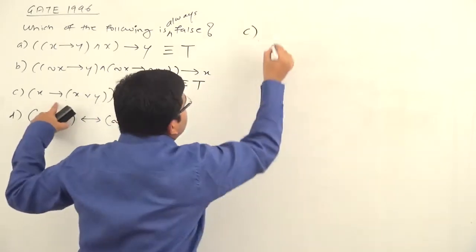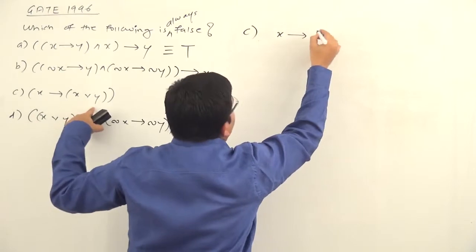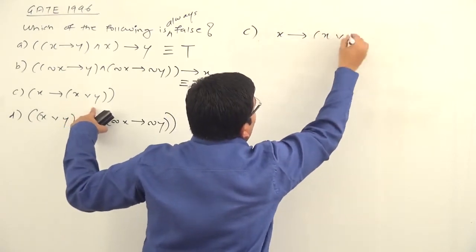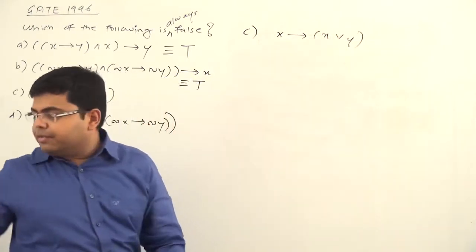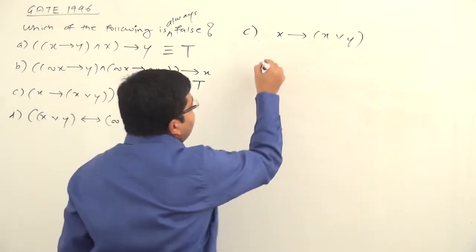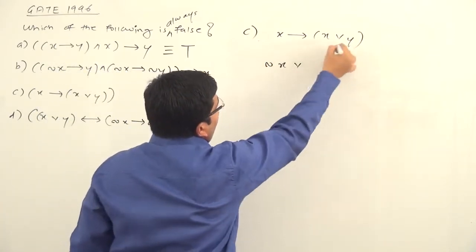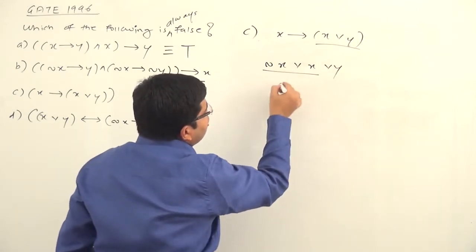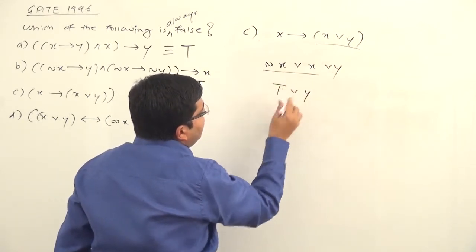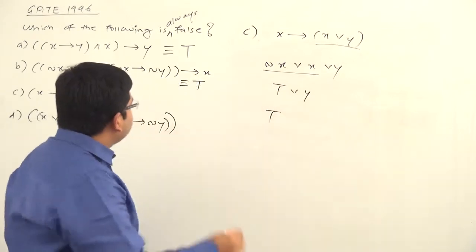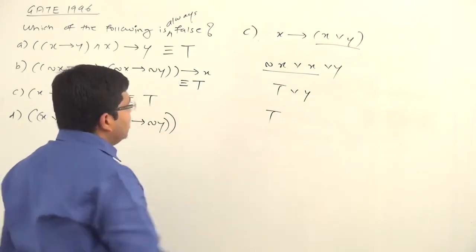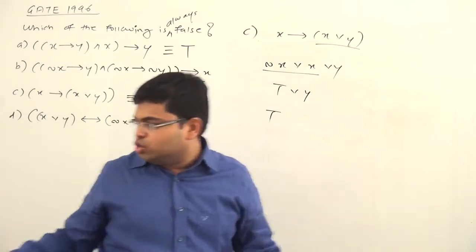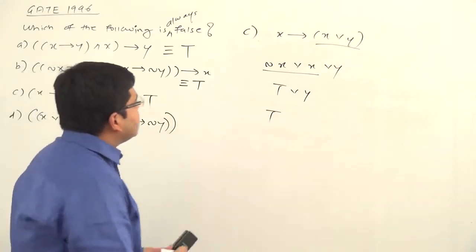Now option C is pretty simple. X implies x or y. Directly we can apply the formula for implication. It will become negation x, or the right hand side as it is, x or y. Negation x or x will become true. True or y will become true. So again option C comes out to be a tautology. Option C is always true, and therefore that cannot be the answer.